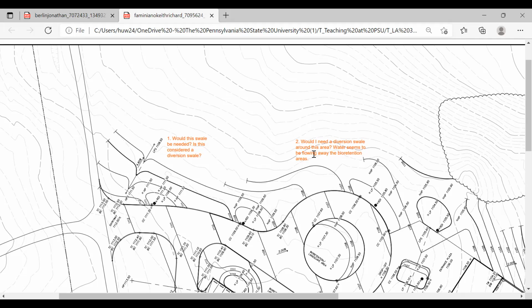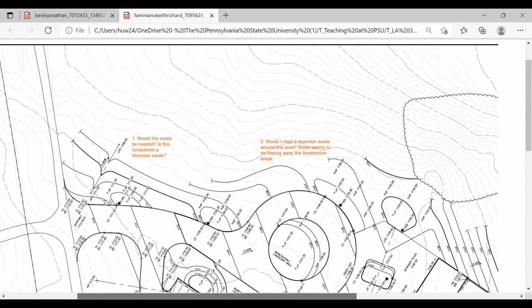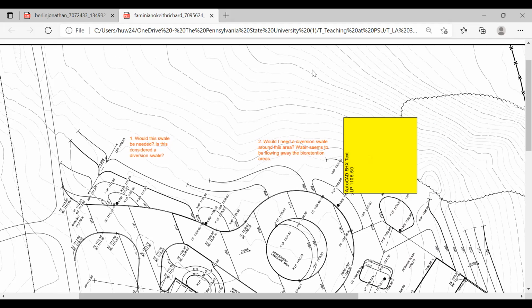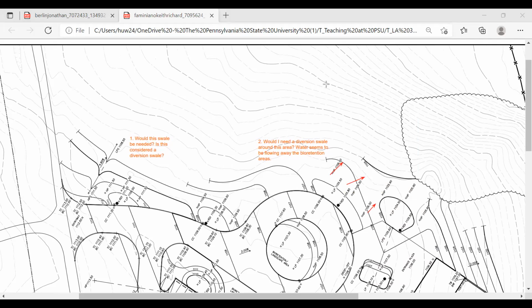Well, okay. It's the second part. Water seems to be flowing away from the bioretention area. You don't want water in the retention area to flow away. But if it's only half of the bank of the bioretention flowing away, that's okay. Yeah, I think it's okay because only this portion is flowing away, and that is supposed to happen. Okay.